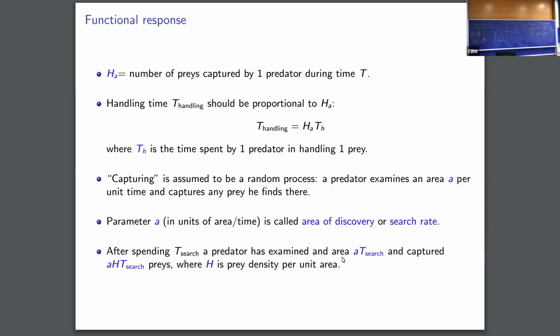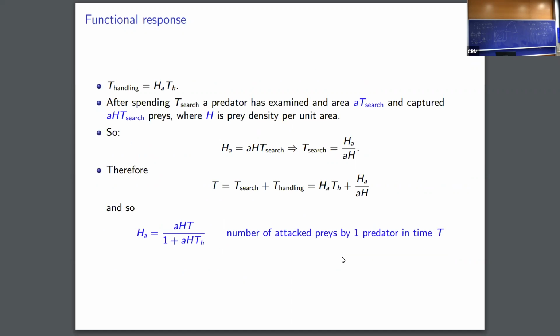So observe that you have an area, and this area is called the area of discovery or the search area. The time you need to search, you have to multiply by A. And then you also have to multiply by the density. This is the number of prey you expect to find in this area. So this is per unit of area, of course.